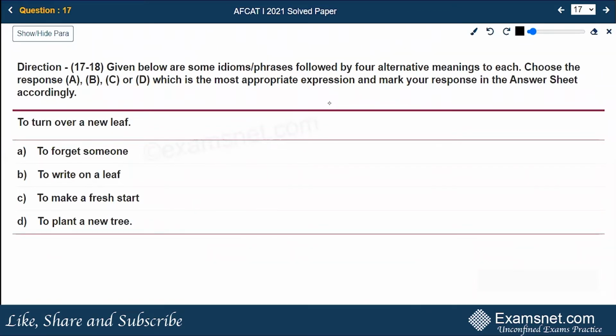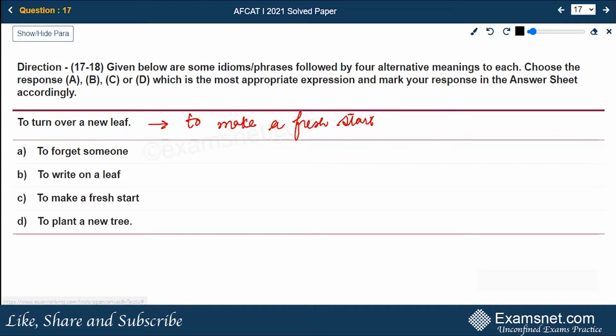Let's start with question number 70. You are given some idioms or phrases now onwards, and you are given four alternative meanings to each of them. And you have to choose the most appropriate expression for the given idiom or phrase. The first one is to turn over a new leaf. This means to make a fresh start when you're starting something new. For example, she turned over a new leaf and began getting to work on time.